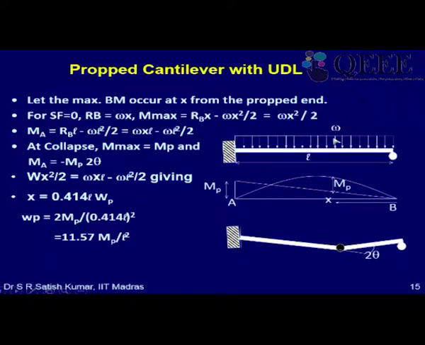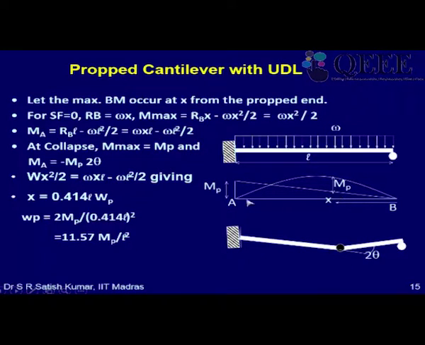So the work done by this part, let's say, is W into X. And if this is deflecting by delta, the average deflection will be delta by 2, for it is deflecting by delta at one end and 0 at the other end. So the average deflection for this entire UDL will be delta by 2, or X by 2 in that case. So that is what is written here, W into X square by 2 will become the work done. So based on that we can work out that X is 0.414 L into WP, and the WP can be worked out as 11.57 MP by L square.